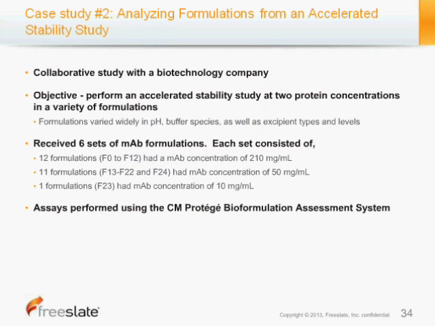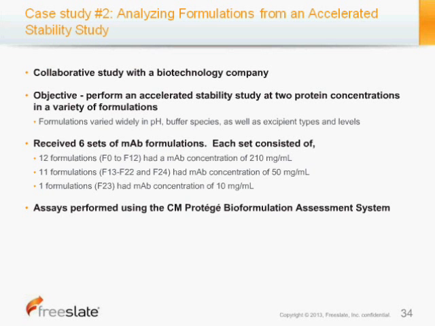The second case study that I'd like to go over is analyzing formulations from an accelerated stability study. That was a collaborative work that we did with a biotechnology company. The objective was to perform an accelerated stability study at 2 different protein concentrations in a variety of formulations. The formulations vary widely in pH, buffer species, as well as excipient type and levels.